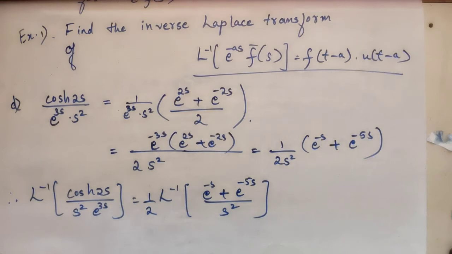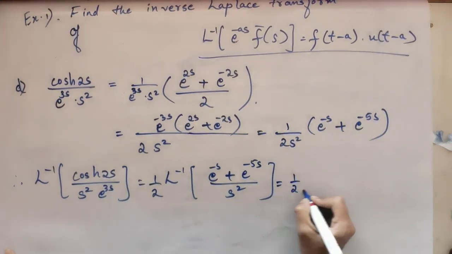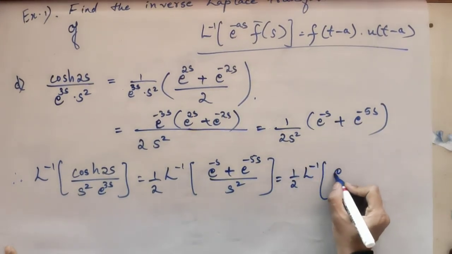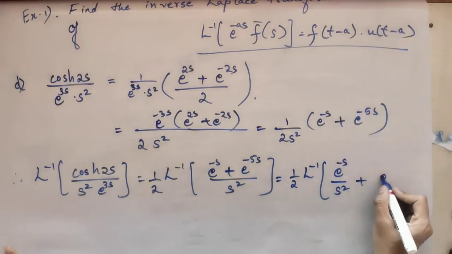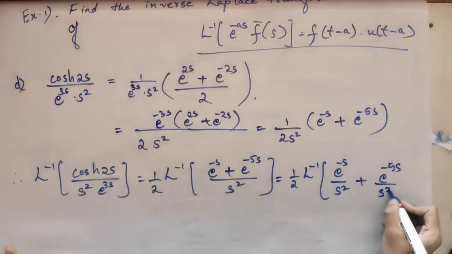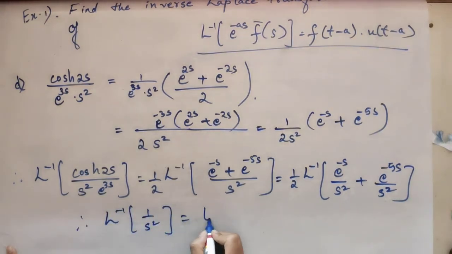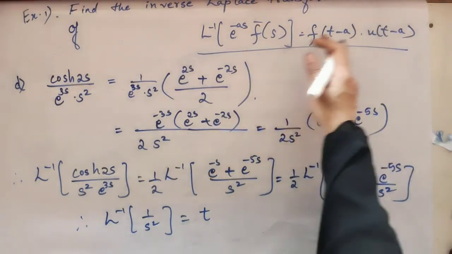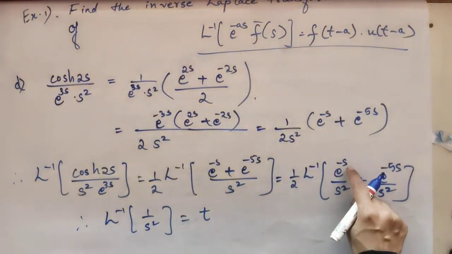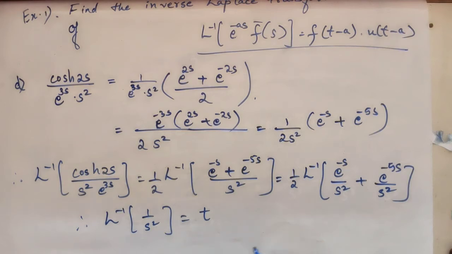Since the denominator for both the terms is the same, I will write one more step here. L inverse of e to power minus s divided by s square plus e to power minus 5s divided by s square. And you also know what is L inverse of 1 by s square, which is simply t. Since it is in this pattern, we have to get the value of a for the first term. Its value is 1. So I'll just continue it here, half. The value of a is 1, so it becomes t minus 1.